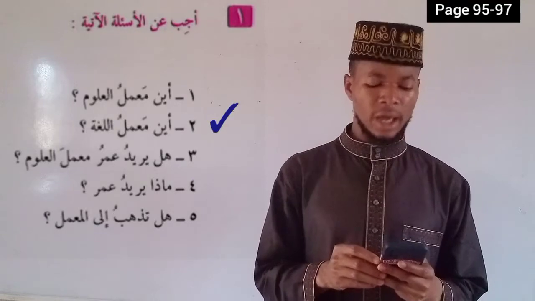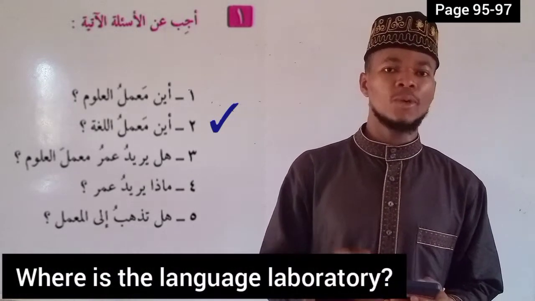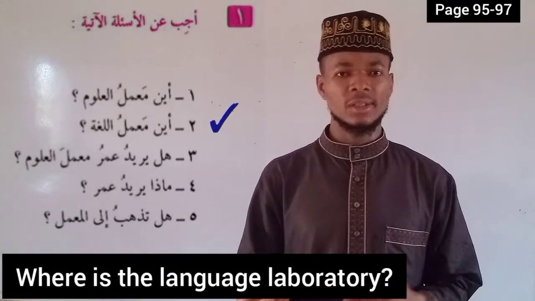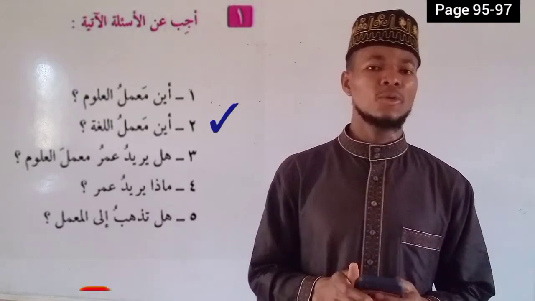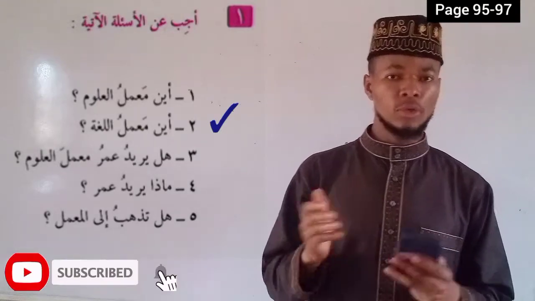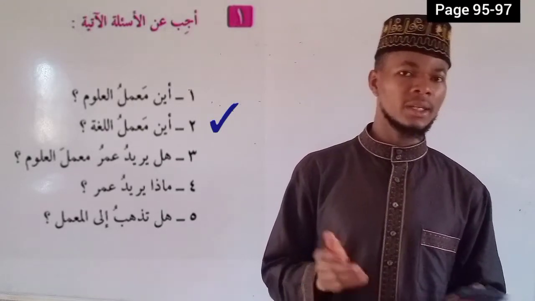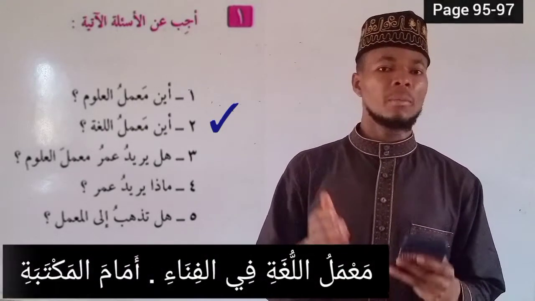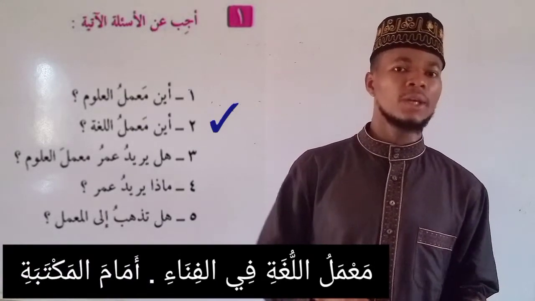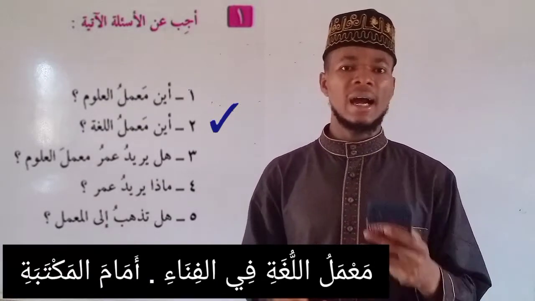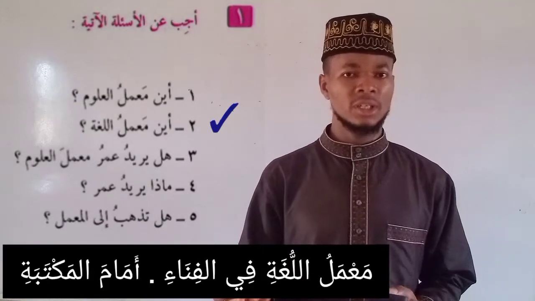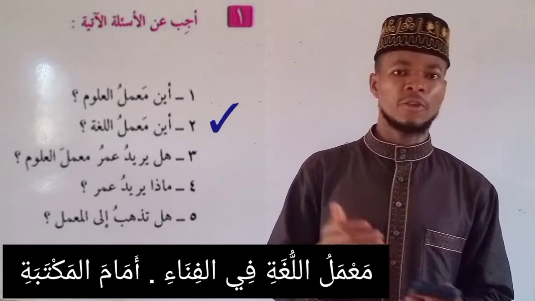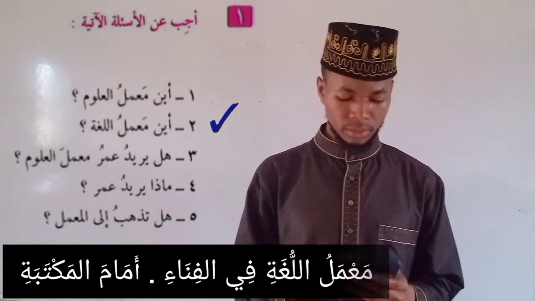So question 2 we have أين معمل اللغة? Where is the language laboratory? And according to the dialogue, the language laboratory was in the open space front of the library. So here we see معمل اللغة في الفناء أمام المكتبة. The language laboratory is in the open space front of the library.